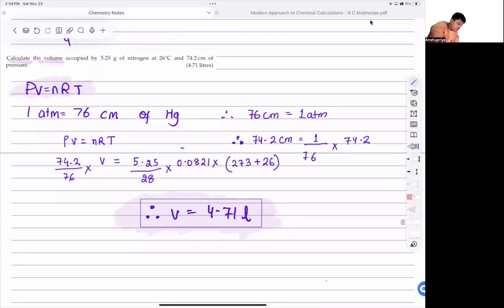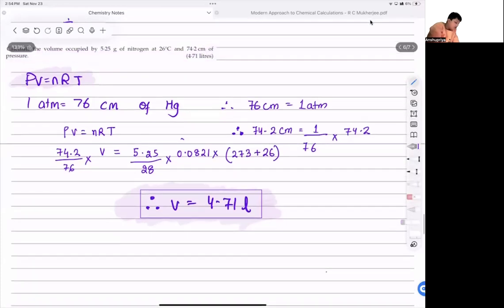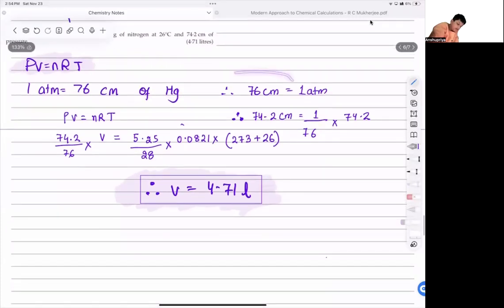Calculate the volume occupied by 5.25 grams of nitrogen at 26 degrees centigrade and 74.2 centimeters of Hg of pressure. So we will use the formula PV is equal to nRT. So 1 atm is equal to 76 centimeter of Hg. We will know this. So 76 centimeter is equal to 1 atm, as we know.